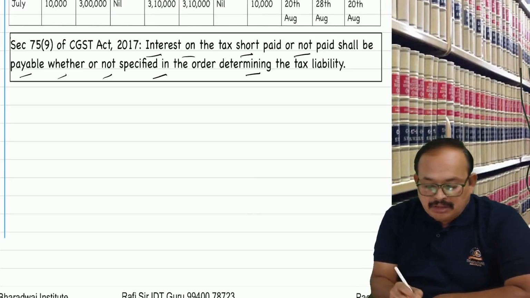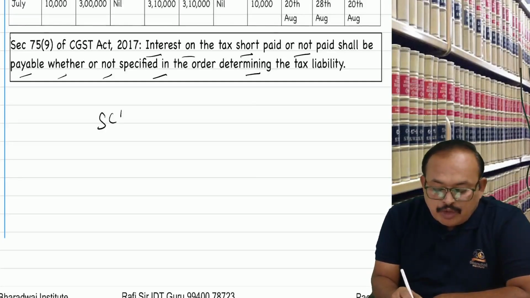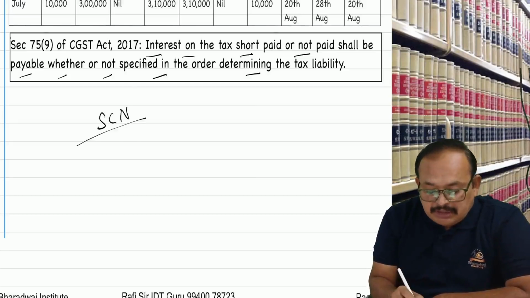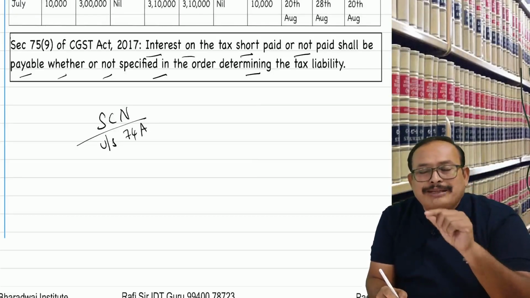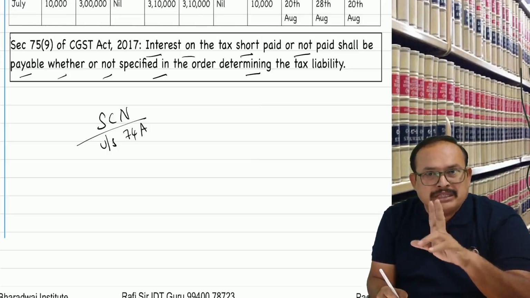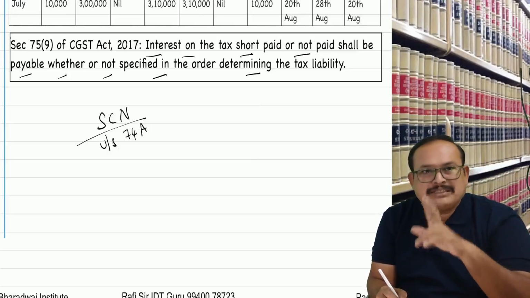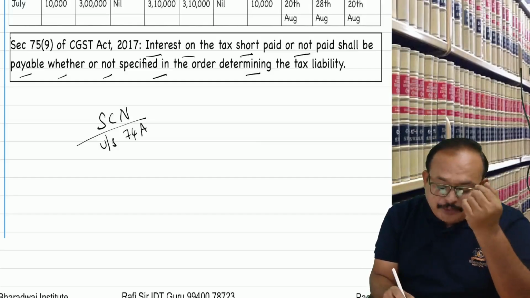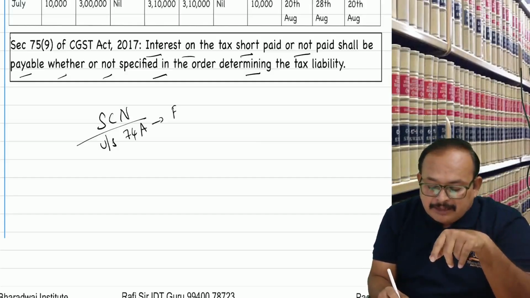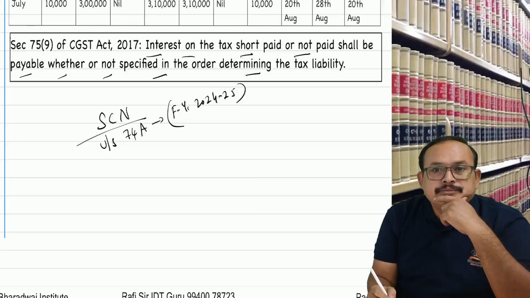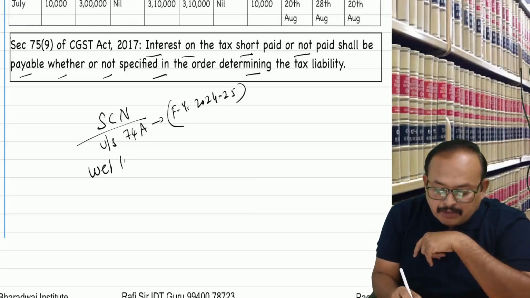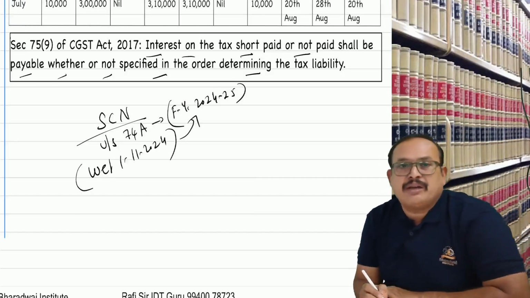Meaning what? In one case, what happened? You know, show cause notice, I told you some time before. A show cause notice issued under, for example, Section 74A, with effect from 1st November 2024. 74A has been introduced. It is an amendment provision applicable for our September 25 examination. This 74A applies for the financial year 24-25 onwards. Though introduced with effect from 1st November 2024, it is applicable from the financial year 24-25 onwards.